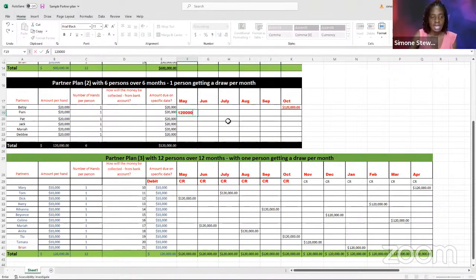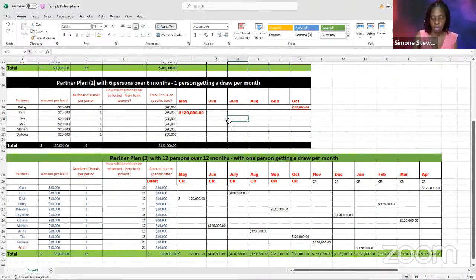Pam says, I'll take the first draw because she has some stuff that she wants to do. Pat says, give me in July because I'm going to go on vacation. Jack says, I'll take it in June because it's his anniversary. Mariah says, okay, children to go back to school in September. And Debbie says, definitely in August, I want to start buying up my children's school supplies a lot quicker.